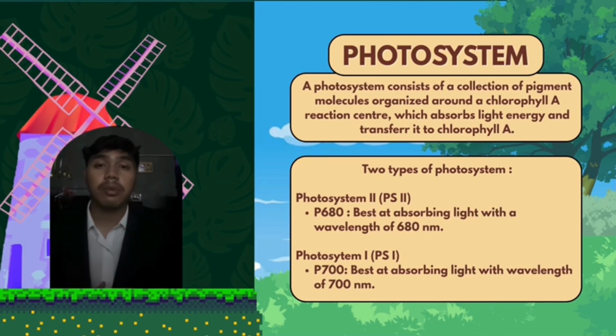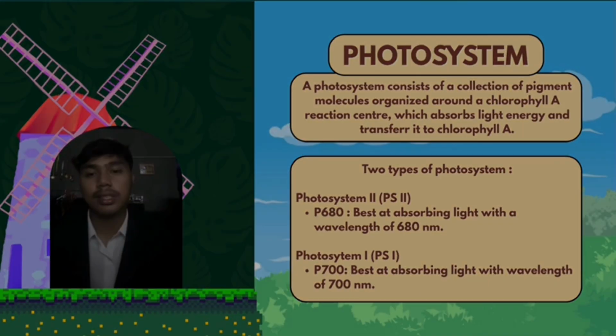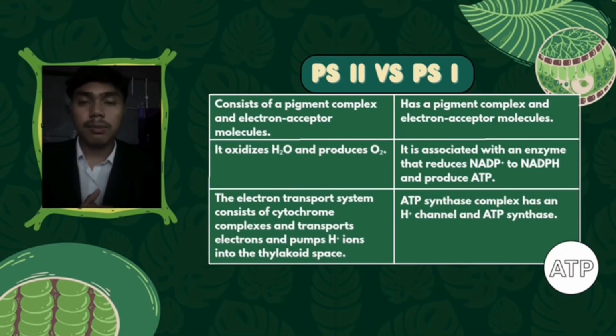There are two types of photosystem. The first one is photosystem 2. The reaction center is P680. This is the best at absorbing light with a wavelength of 680 nanometers. Next, photosystem 1, whose reaction center is P700. This is also the best at absorbing light with a wavelength of 700 nanometers. Now I will show you the difference and similarity between photosystem 2 and photosystem 1.